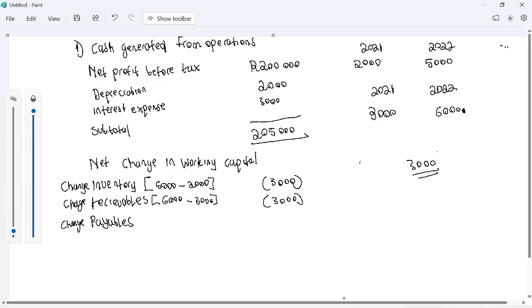Now let's put it otherwise. If our receivables in 2021 were 6,000 and then they reduced to 3,000 in 2022, it shows that one of our debtors paid us, so therefore we're reducing our receivables. So the difference between the two will be an inflow because money is coming to us. So when we're putting it here, we're going to put it on the positive side, right? Yes. Now let's go to payables, right?